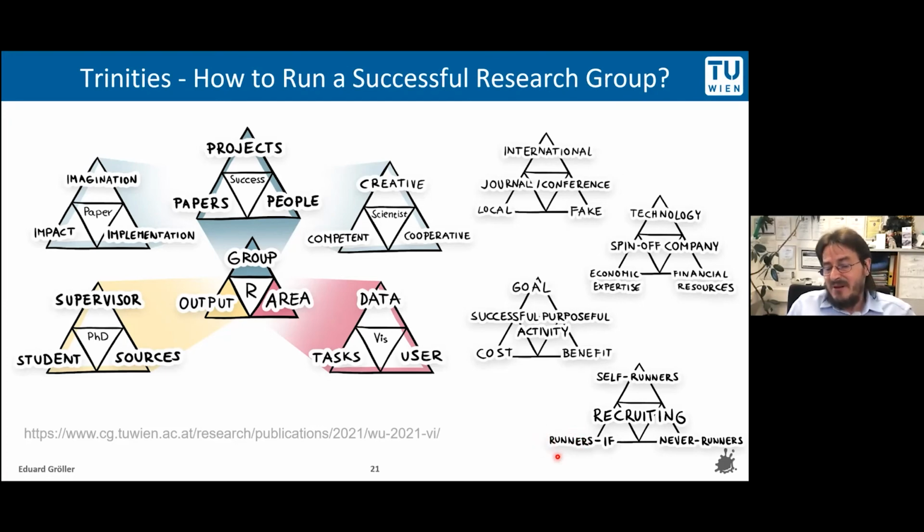And these are the majority of people. Only in the absolute top universities, you can expect that self-runners are prevalent. In a good university, if in a group of 10 people at all times, you have one self-runner, this is great. And then the runners-if, this is actually where the supervisor makes the biggest difference.